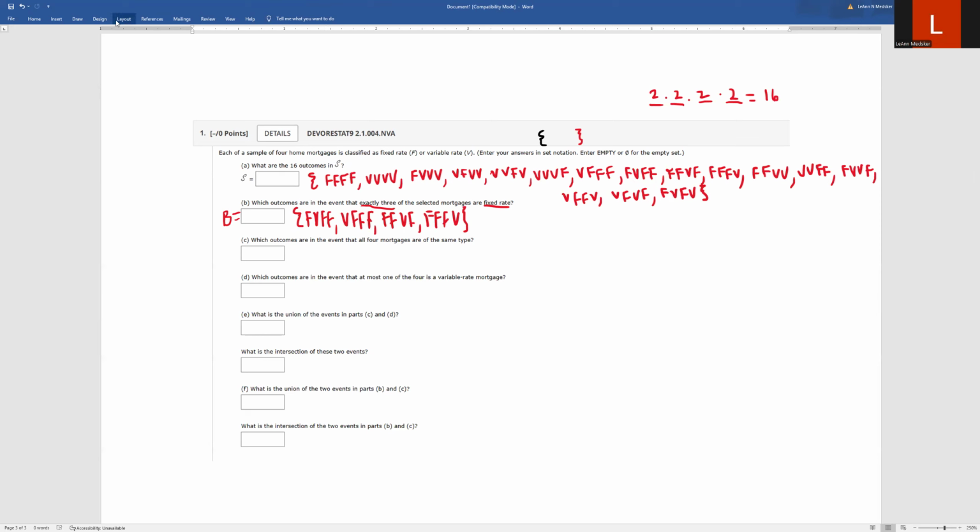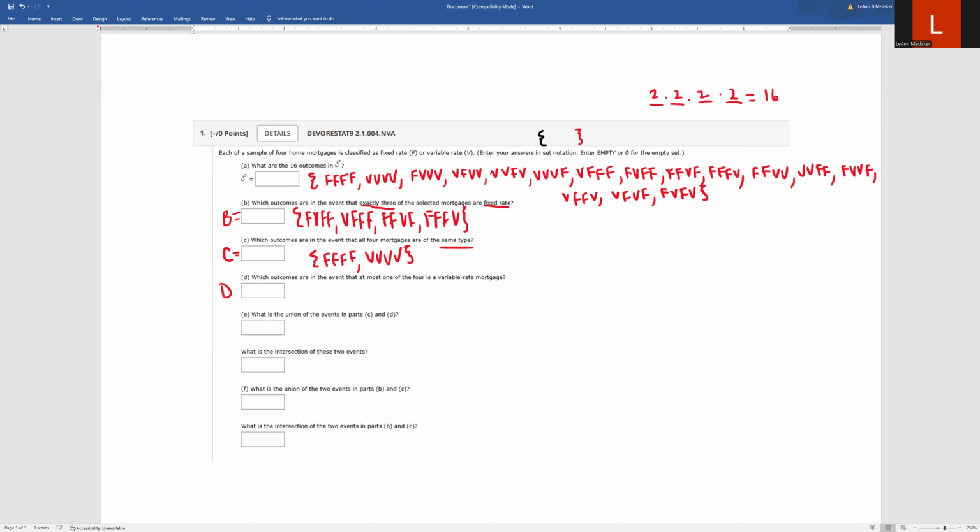Okay. So part C, I'm going to call that subset C. What outcomes are in the event that all 4 mortgages are the same type? So that's just either all F's or all V's. So either all 4 are F's, because they have to be the same type, or all 4 are V's.